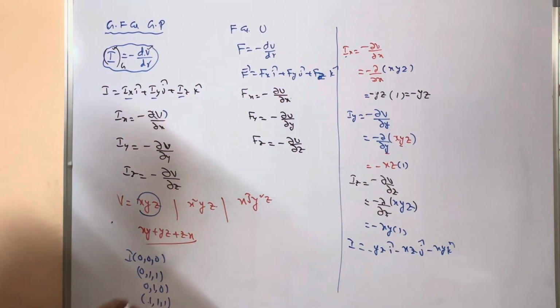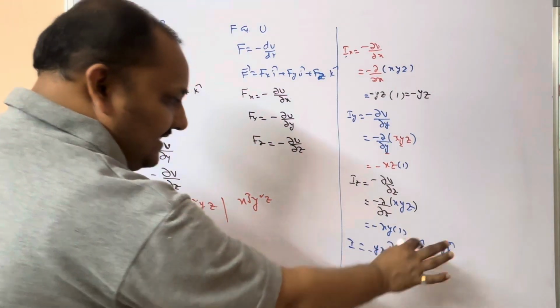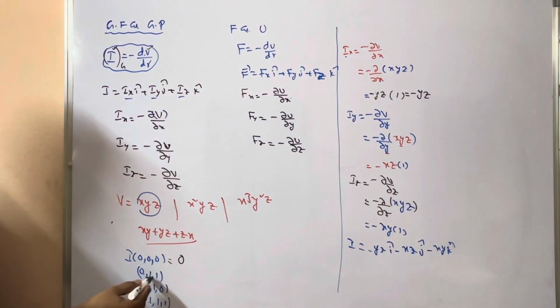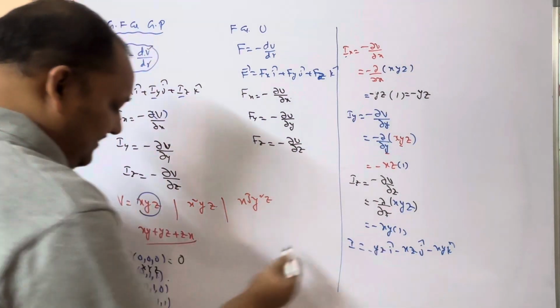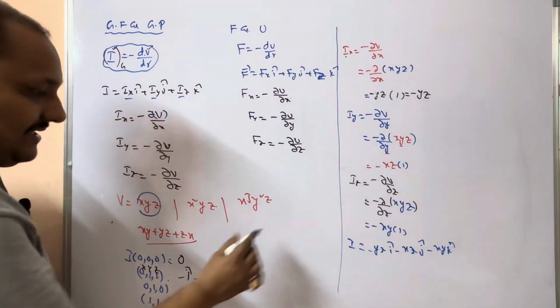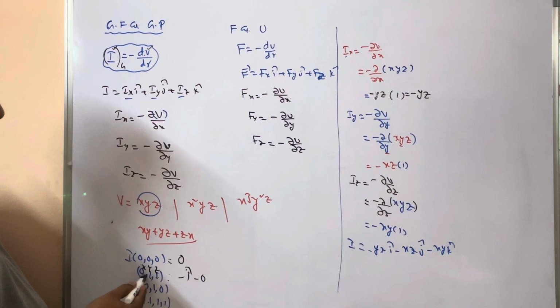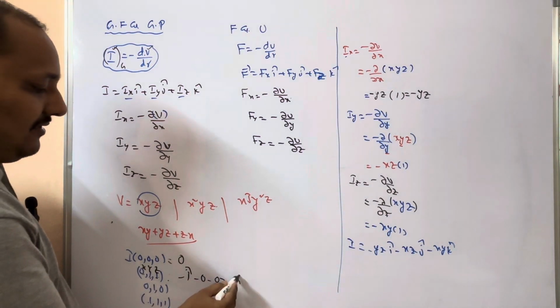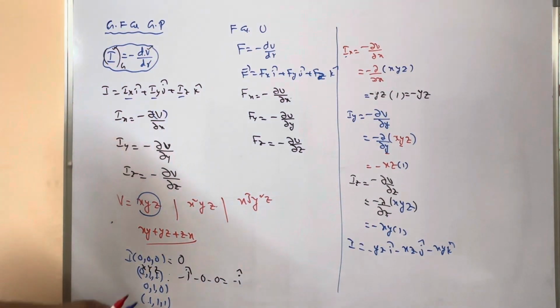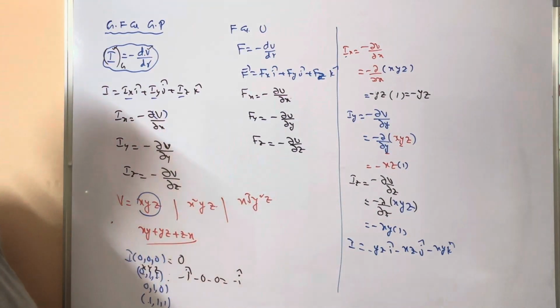After that, if you want to calculate at 0,0,0, all are zeros, you can substitute x, y, z as 0 and you will get 0. At 0,1,1, x value is 0, y is 1, z is 1. So it is minus yz i cap, minus xz j cap: x into z is 0. Next xy: x into y is 0. Therefore, minus i cap. Like this, wherever you want, you can calculate simply by doing partial differentiation.